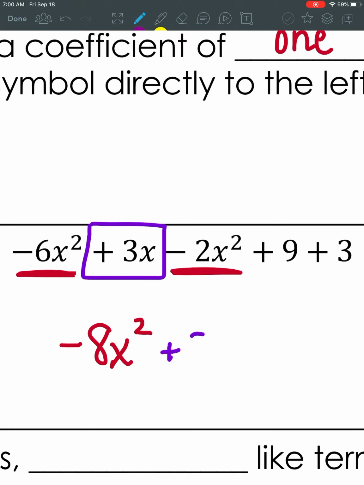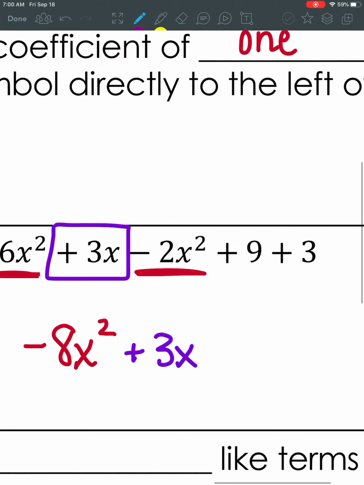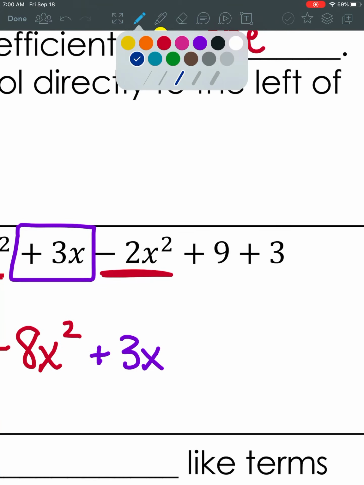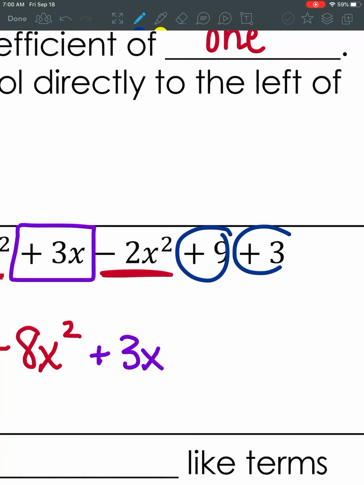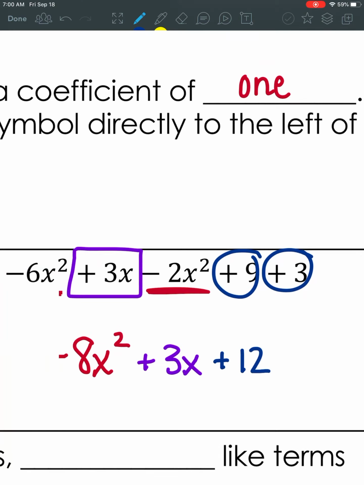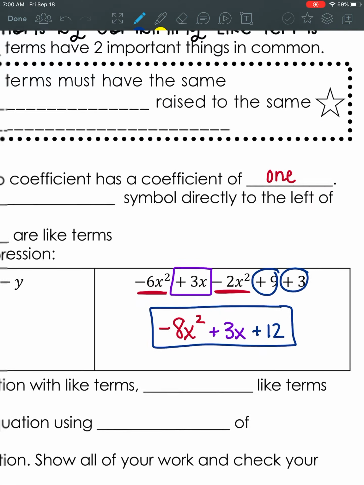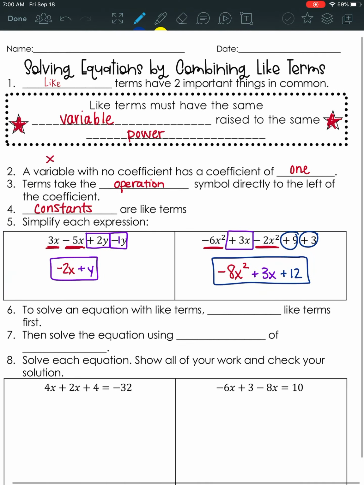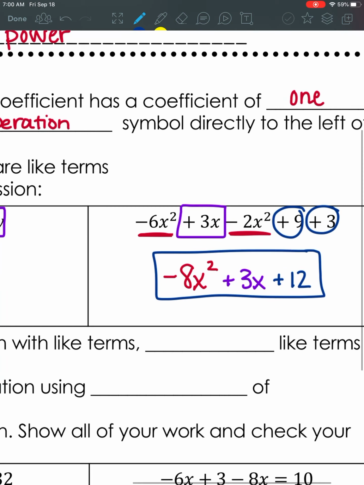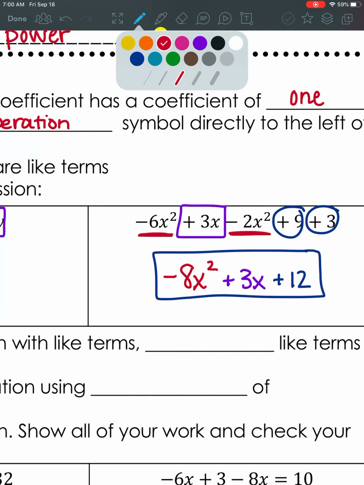Then we can go to the x's. So we have a positive 3x, and there are no other x's in there. So we can't combine the 3x with anything. It just stays in the expression. And then lastly, we have a positive 9, a positive 3. Those are constants. We can combine those to positive 12. So negative 8x squared plus 3x plus 12 is the exact same thing.